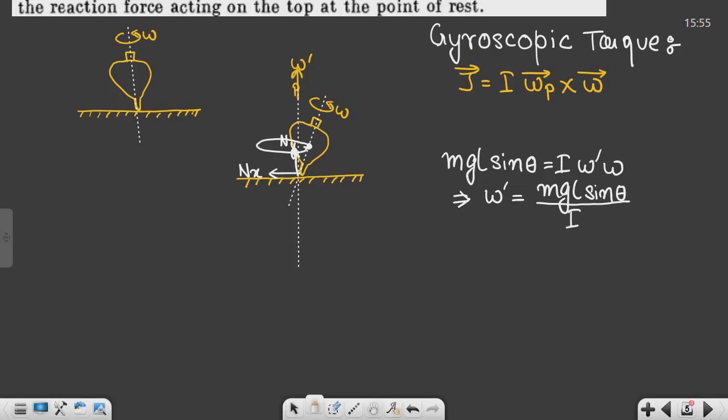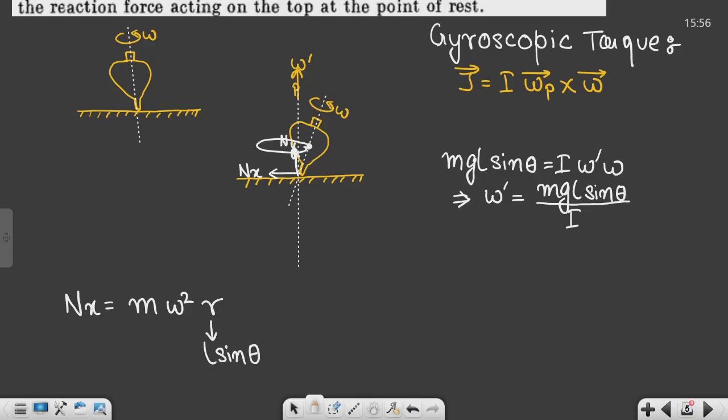Centrifugal force means mg L sine theta. Sorry, centrifugal force is nothing but Nx. Nx is equal to m omega square r. And what is the value of r? The value of r is nothing but this much distance, and this much distance is nothing but L sine theta.